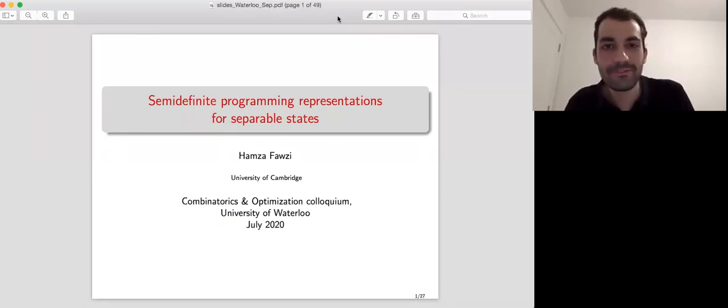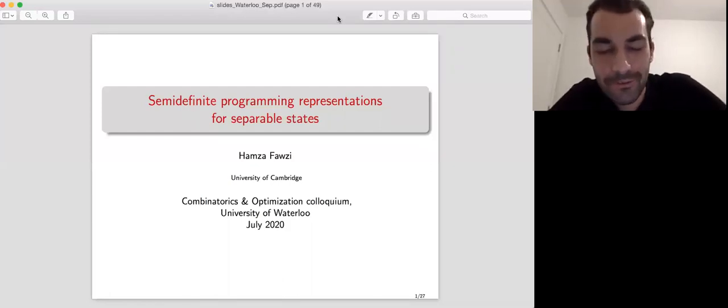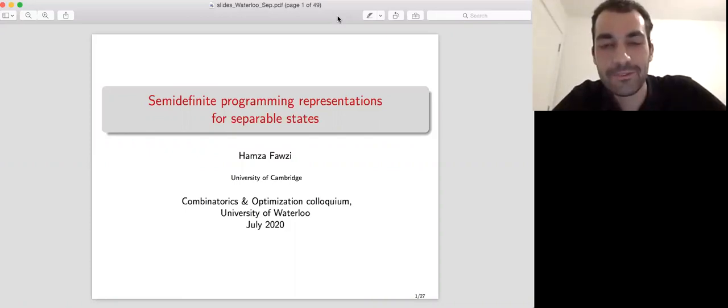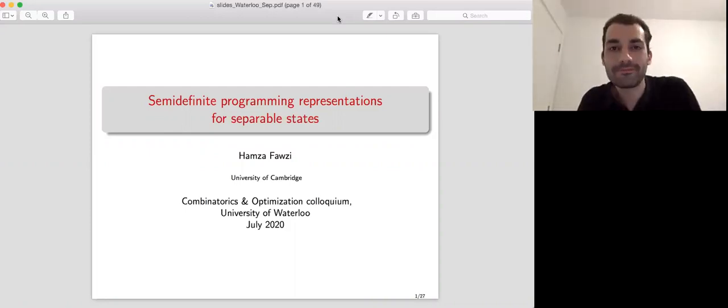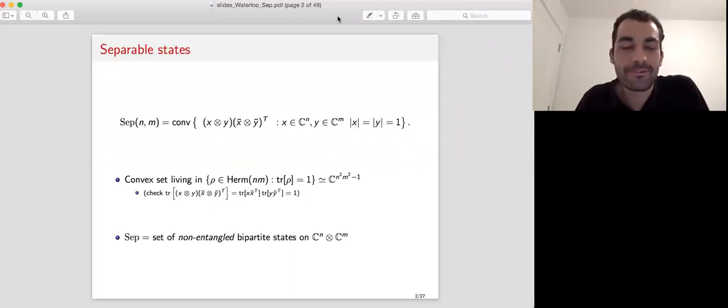Thanks a lot for inviting me. It's really a pleasure to give a talk here in this combinatorics and optimization department. So I'll be talking about some work at the interface of optimization, semi-definite programming, and quantum information. The main object I'm going to be studying in this talk is something called the set of separable states, which is a fundamental object in quantum information. And it's a convex set, and we'll be studying the properties of this convex set.